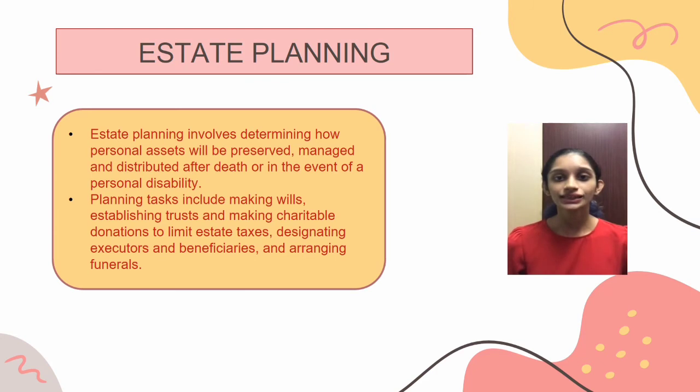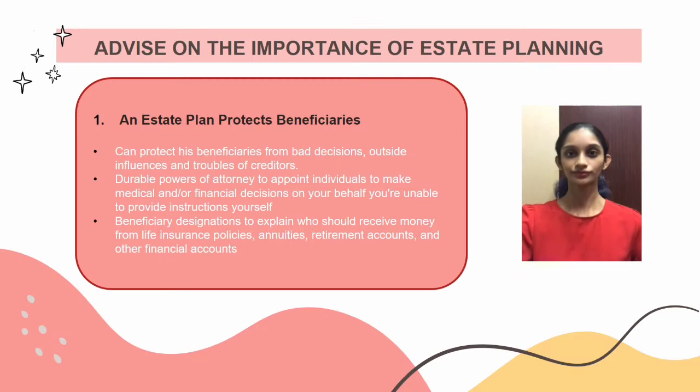The second thing is trust. What is a trust? A trust is where you give a person or another party access to manage your own assets. The last one is giving charitable donations. This planning also includes beneficiaries. Beneficiaries are the people who will receive your wealth or assets after your death.